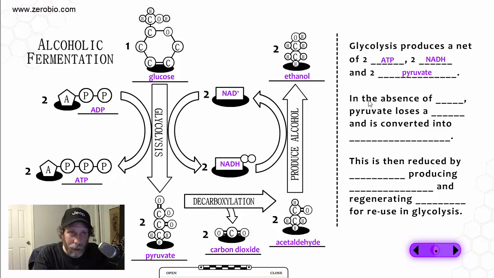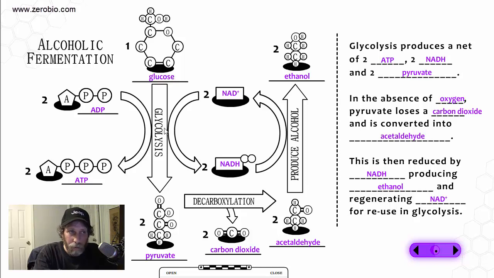So let's go on in the summary. In the absence of oxygen, pyruvate loses a carbon dioxide and is converted into acetaldehyde. That's this step here. The acetaldehyde is then reduced by NADH, producing ethanol, which is our alcohol, and regenerating NAD+ for reuse in glycolysis. So this is the solution to the lack of oxygen.